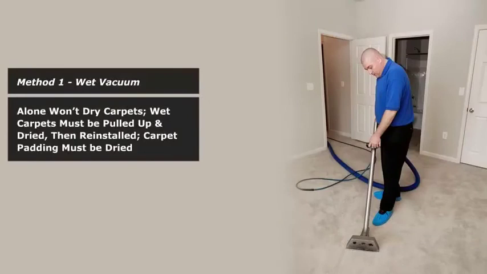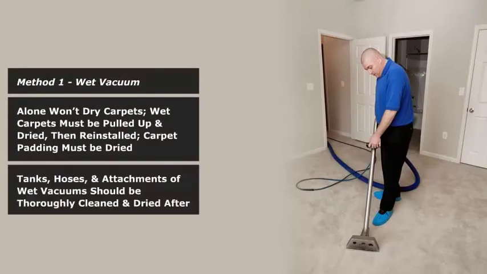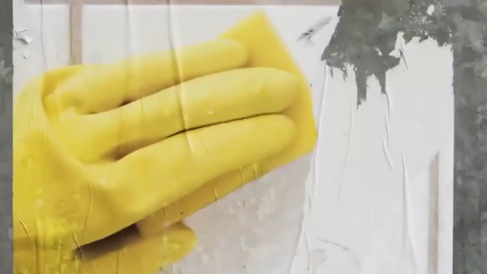Wet carpets must be pulled up and dried, then reinstalled. The carpet padding also must be dried. The tanks, hoses, and attachments of wet vacuums should be thoroughly cleaned and dried after use because mold and mold spores may stick to their surfaces.